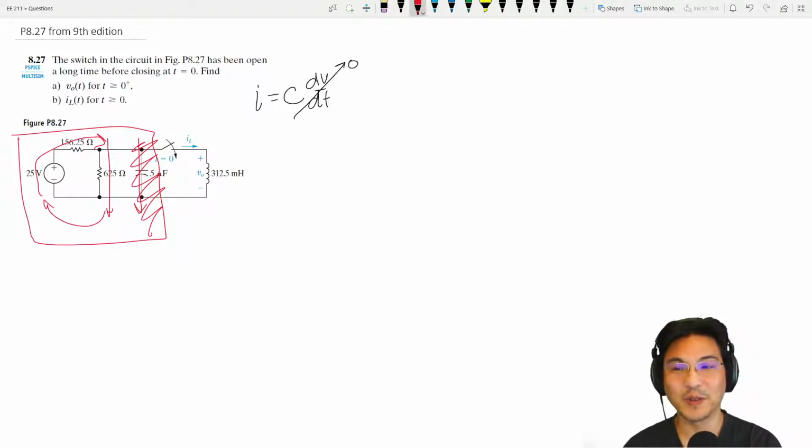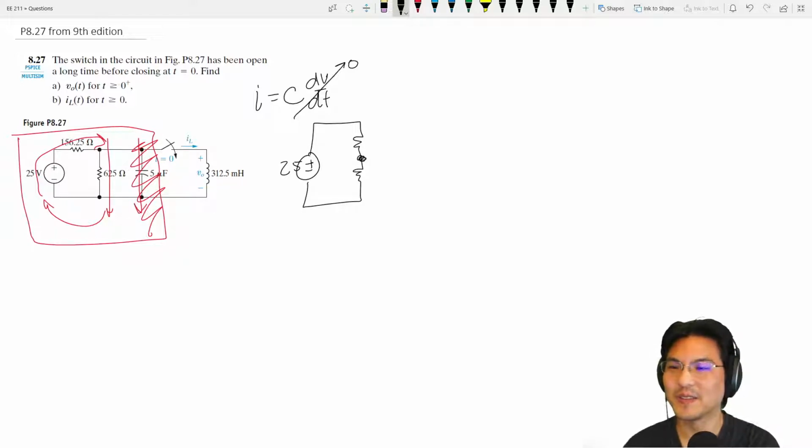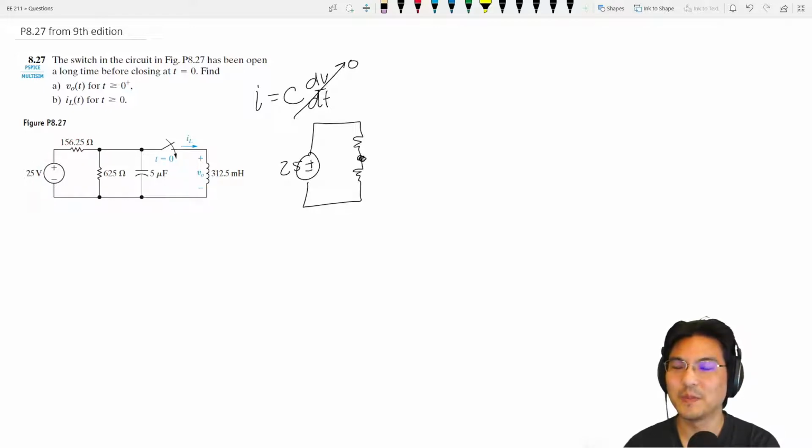So then what's the voltage across the resistor? It looks like a voltage divider, right? Because we want the voltage across just the 625 ohm resistor, because the voltage from here to here is the same as the voltage from here to here. So what is the voltage across the 625? Let's see, 156.25, right? This is just a voltage divider.